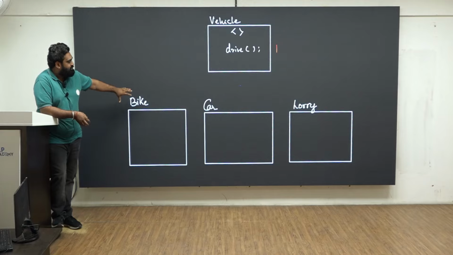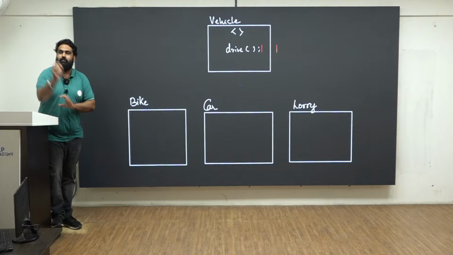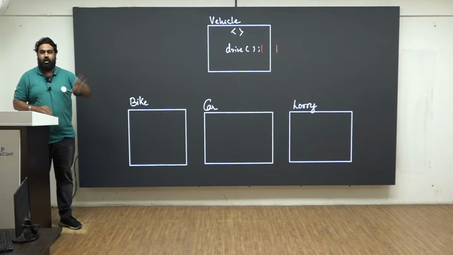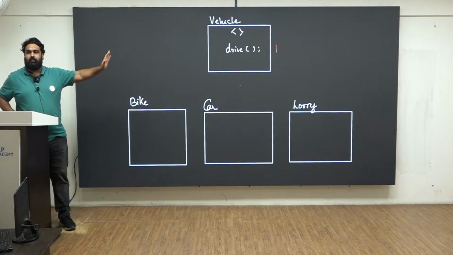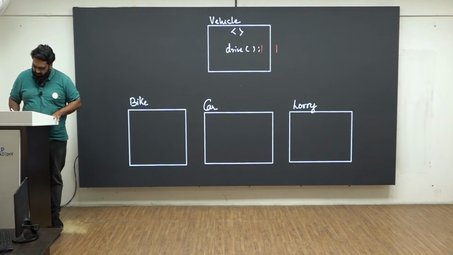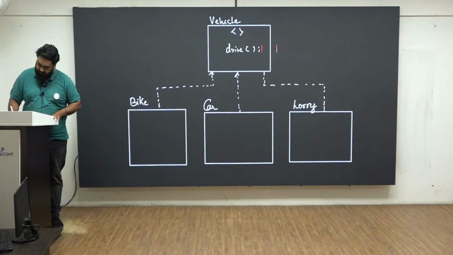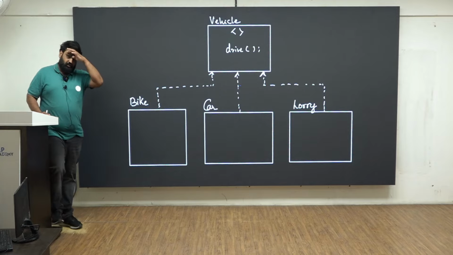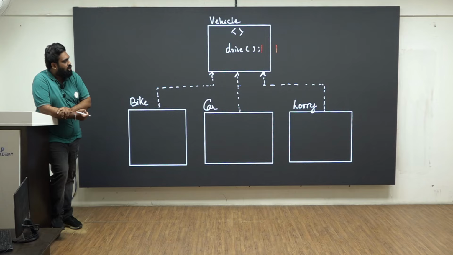So I have classes called bike, car and lorry. But will you agree with me, bike, car or lorry, whatever I am writing here, they all belong to a type called vehicle? Which means now I will say bike implements vehicle, car implements vehicle, and also lorry implements vehicle. Okay, sir, I have all these classes implementing the vehicle interface.